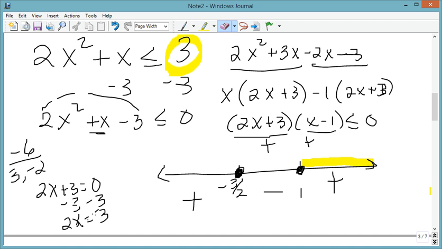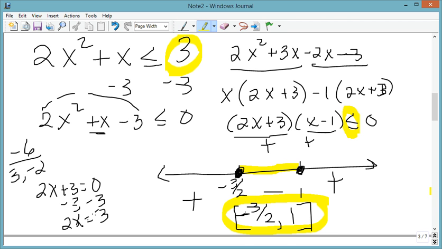So I've checked all the different intervals. Now remember that we have a less than. So this time we're just looking for where it's negative. So it would be this interval right here is the only place where it's negative. So to write this in interval notation, I'm including -3/2. I'm including 1, and that's the answer. Right? That's how you should be writing your answer.